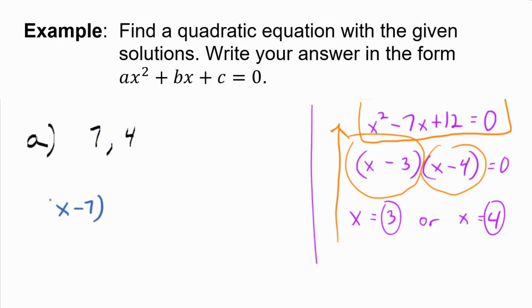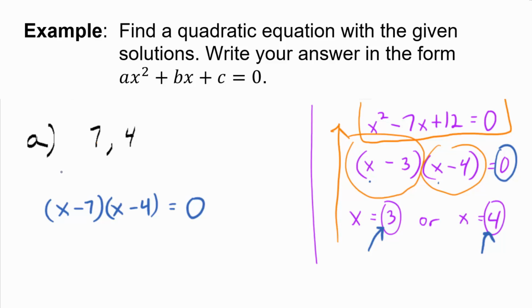It's x minus 7 and x minus 4. Just like the associated factors with 3 and 4 in this quick example were x minus 3 and x minus 4. And then you'd multiply those associated factors together and set it equal to 0. And then if you want to write it in the form ax squared plus bx plus c equals 0, you've got to multiply it out. So this is good review as well. For the final, you need to remember how to multiply polynomials, right? Okay, so see how fast you can do it.